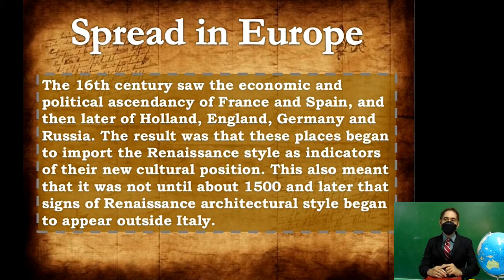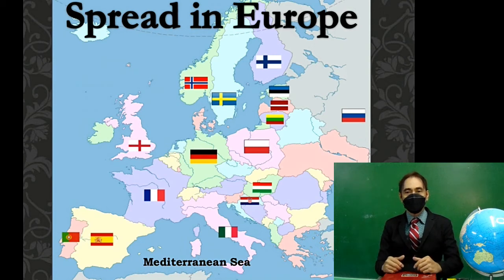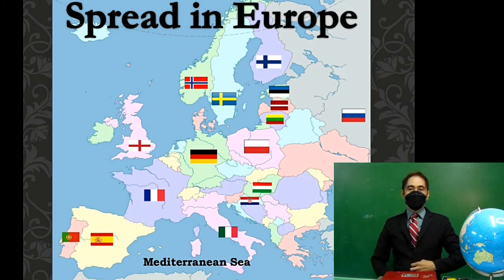This also meant that it was not until about 1500 and later that signs of Renaissance architectural style began to appear outside of Italy. So the Renaissance styles of architecture really spread in Europe up to the Mediterranean Sea.